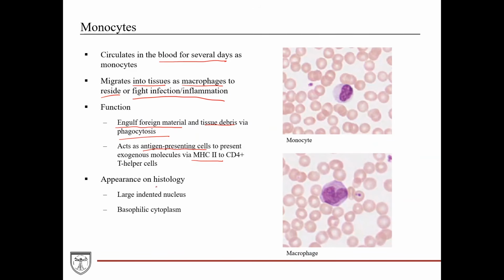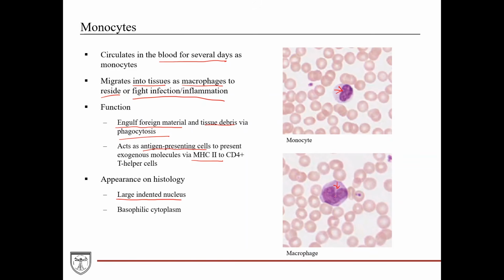Now, for appearance on histology, both monocytes and macrophages, it's going to be sort of similar. You're going to base the difference on location. Monocytes can be more so in the circulation. Macrophage could be in the circulation, but also definitely if it's in the connective tissue, you're going to call it a macrophage. And you're going to see a large indented nucleus, and you can see that here where it's slightly indented here.